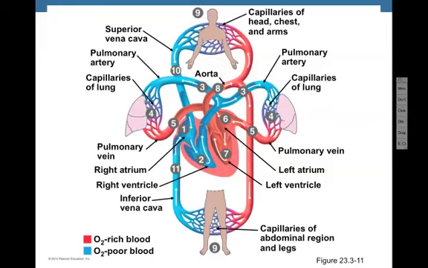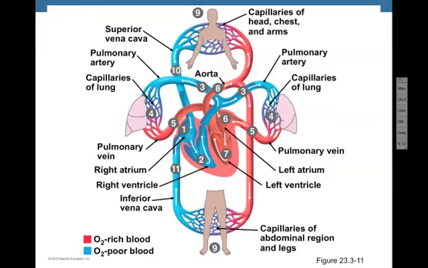So now we're going to start the systemic circuit. And it goes from the left atrium down to the left ventricle. And from the left ventricle, follow it now. It goes underneath the pulmonary artery, but that's the aorta. Huge, huge blood vessel. And that is going to branch off to smaller vessels so that the blood that's oxygen rich can be taken around the body.